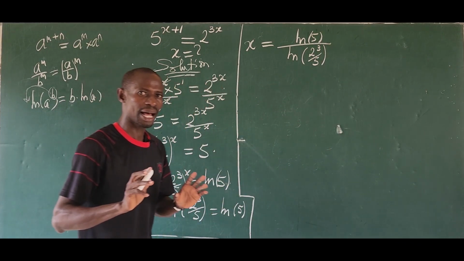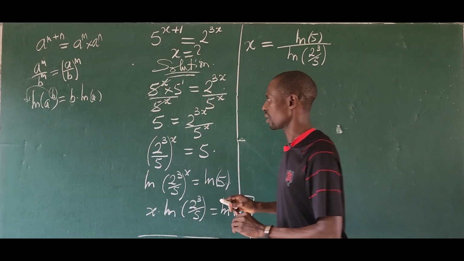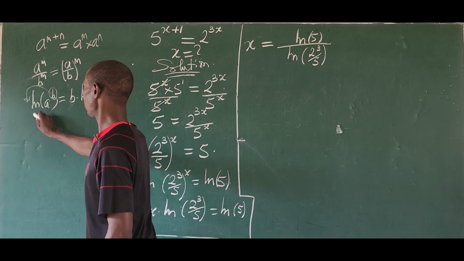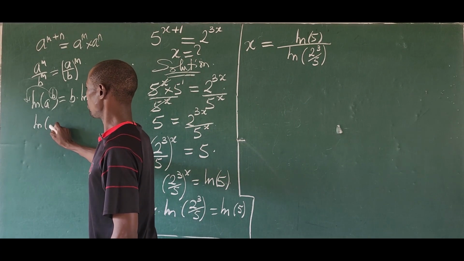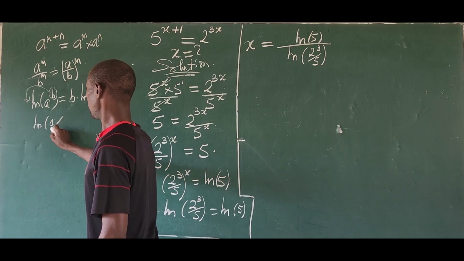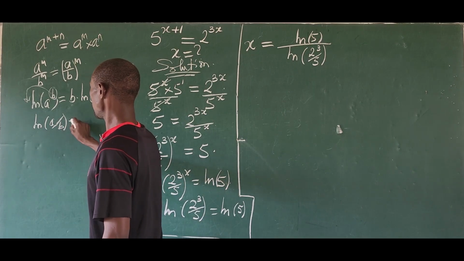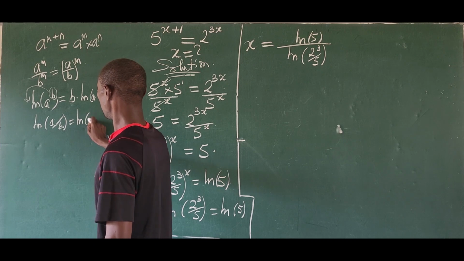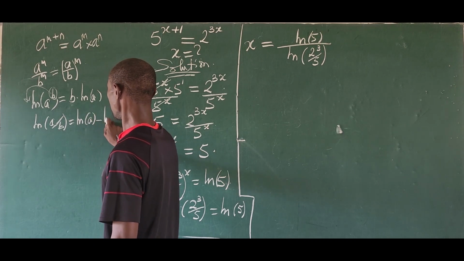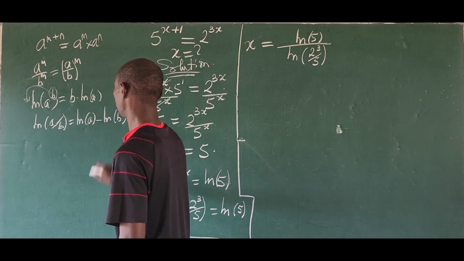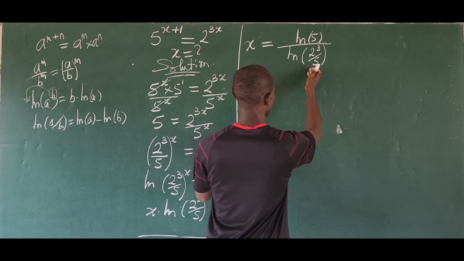Here we apply another law of logarithm. We call it the division law, which says that when you have the ln of bracket a dividing b, this is equal to the ln of a minus the ln of b. Okay, so we can rewrite this, right?